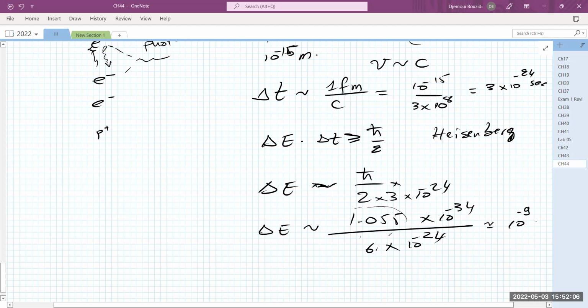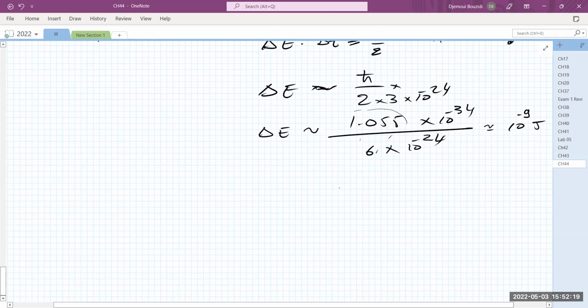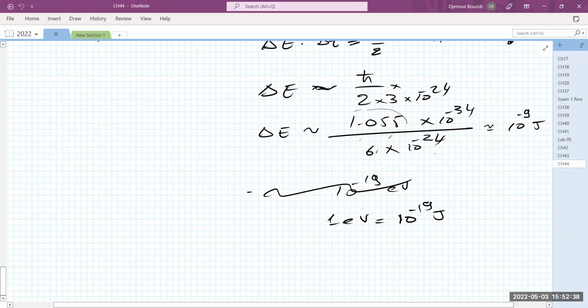Obviously, this is in joules. And how much is that in electron volts? Remember, one electron volt is 10 to the negative 19 joules. So obviously we can convert this. And as a matter of fact, we can write it in mega electron volts already, 10 to the negative 13.